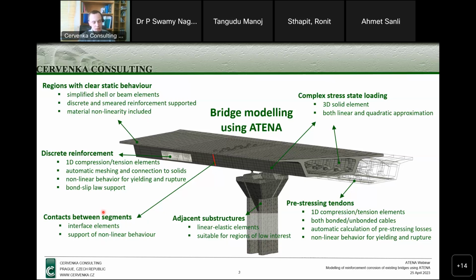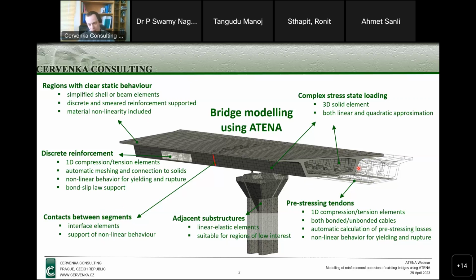Furthermore, for the discrete reinforcement, we can apply a bond-slip law. When we are dealing with a large bridge structure where the finite elements are on the order of centimeters or decimeters, this is useful for capturing the potential slip between the reinforcement bar and the surrounding concrete.